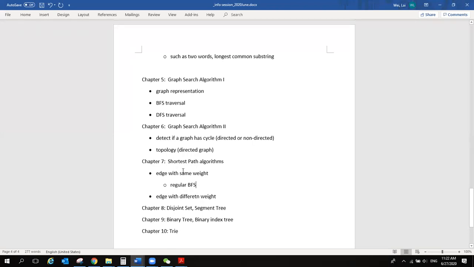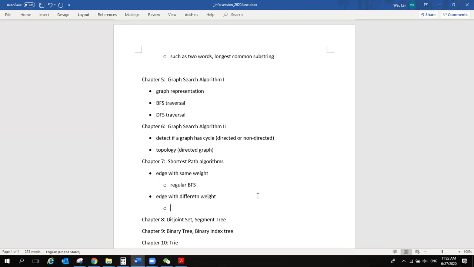This is like checkerboard gaming, where every time you just go ahead one step, and that one step only costs 1 unit or something. So that's edges with the same weight, and regular BFS can solve it efficiently. The problem is when edges have different weights, then you have a lot of algorithms to discuss here.